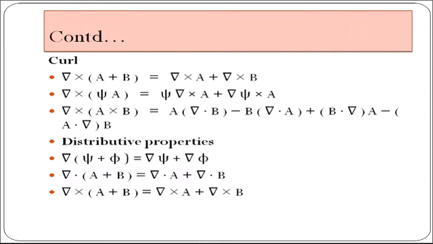Curl properties. Del cross (A plus B), where A and B are vector quantities, is equal to del cross A plus del cross B. Second, del cross (psi A) is equal to psi (del cross A) plus del psi cross A. Del cross (A cross B) is equal to A (del dot B) minus B (del dot A) plus (B dot del) A minus (A dot del) B.